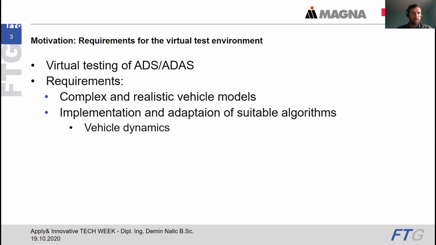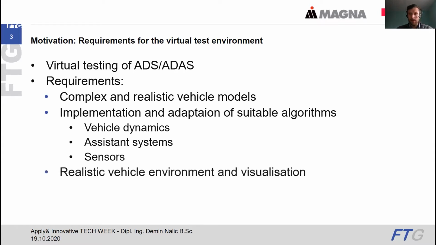Second, the vehicle dynamics should be upgradable and implemented and developed in an easy manner. The implementation and development of sensor models should be provided. Another very important part is, of course, the realistic vehicle environment and the visualization with all objects which it contains. And a very important thing is the realistic and stochastic traffic behavior.